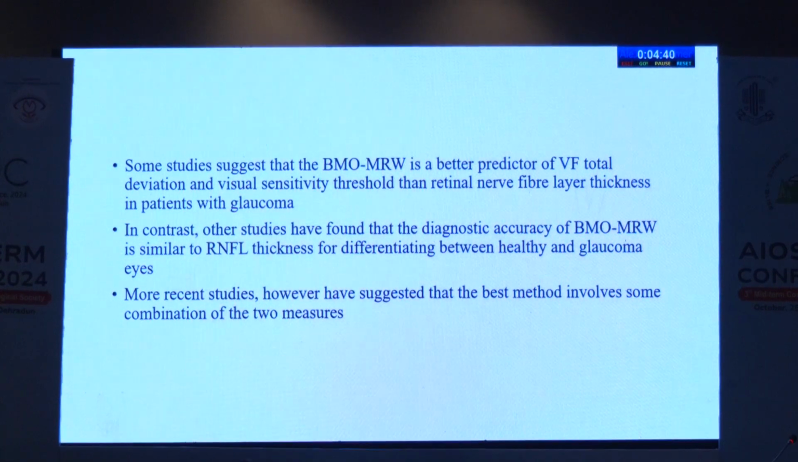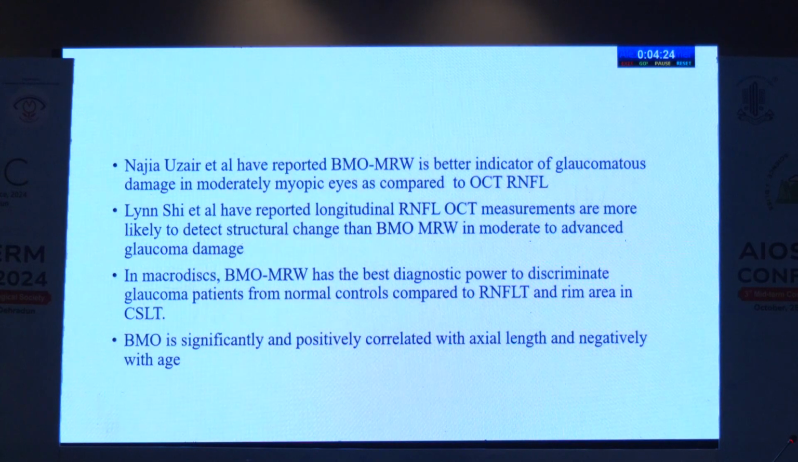In contrast, other studies have found that the diagnostic accuracy of BMO-MRW is similar to RNFL thickness for differentiating between healthy and glaucomatous eyes. More recent studies, however, have suggested that the best method will involve some combination of these two parameters, the RNFL and the BMO-MRW. So Nazia Uzar et al.